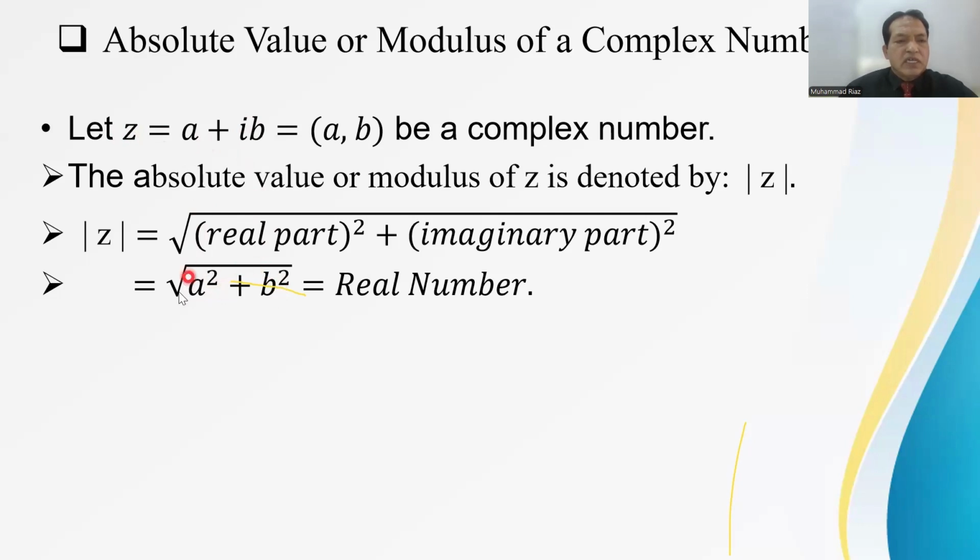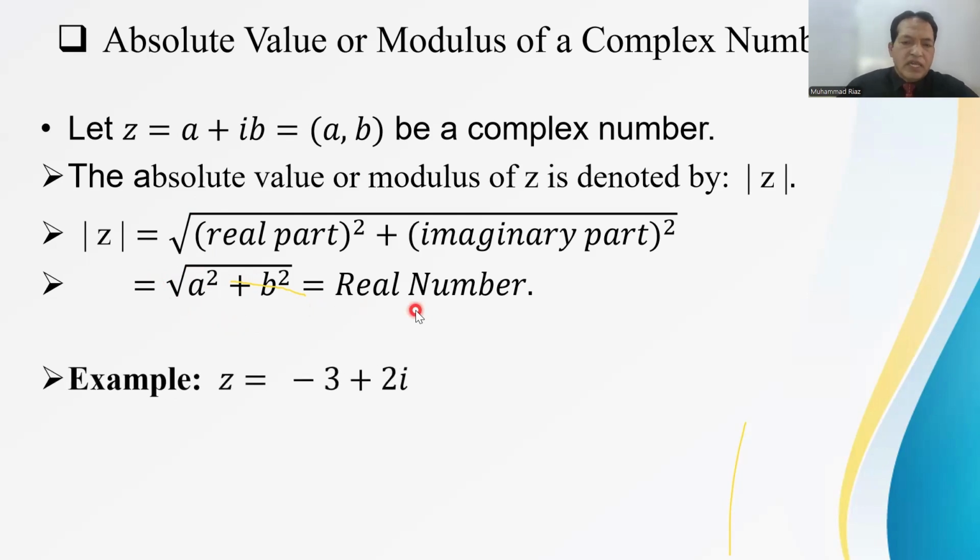This is the value of the absolute value of a complex number. Method: square root of the square of the real part plus the square of the imaginary part. And there is no iota in the answer of the absolute value of a complex number. So this is always a real number answer.